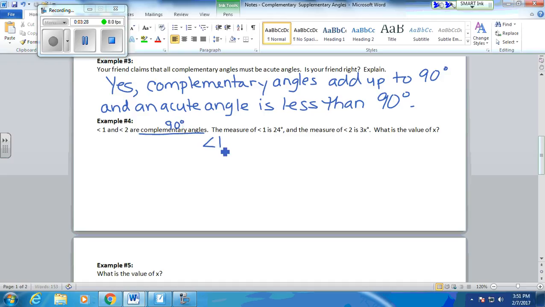I'm going to write angle 1 plus angle 2 is equal to 90 degrees. Now that I have that equation or formula, I can now substitute what I do know in there. If angle 1 is 24, I'm just going to replace angle 1 with 24. And if angle 2 is 3x, I'm going to replace angle 2 with 3x.